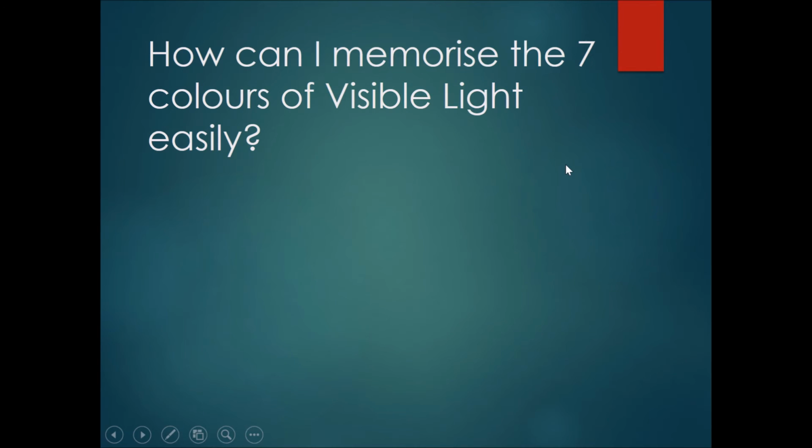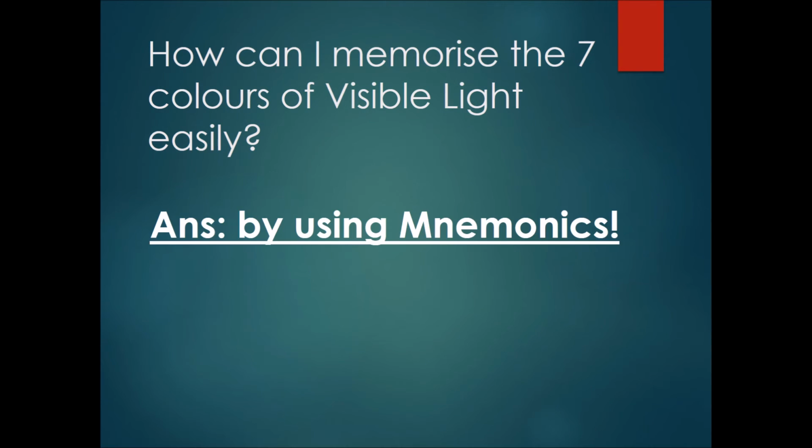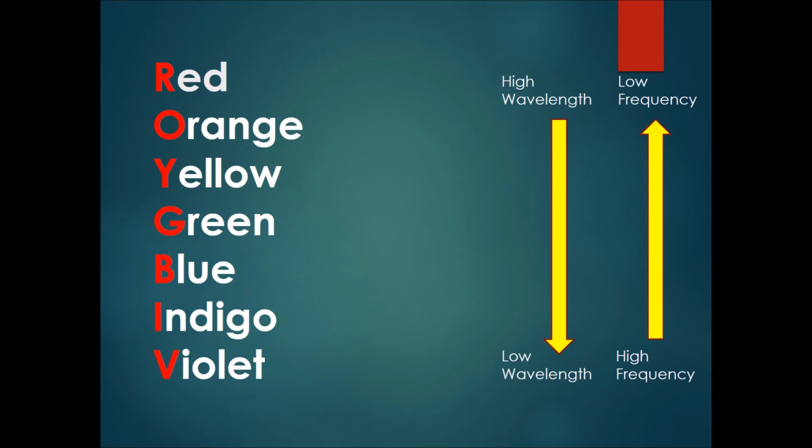Now you can ask, how can I memorize the 7 colors of visible light easily? You also have to memorize them all in order, and also which one has the highest wavelength, which has the highest frequency. So, how do we do it? Easily by mnemonics again. Basically, we have red, orange, yellow, green, blue, indigo, and violet. Arranged like this once again so that I can have the same thing as the previous mnemonic, which is the first one has the highest wavelength, and so on. Okay, but however, what's the easiest mnemonic that I will use with this?